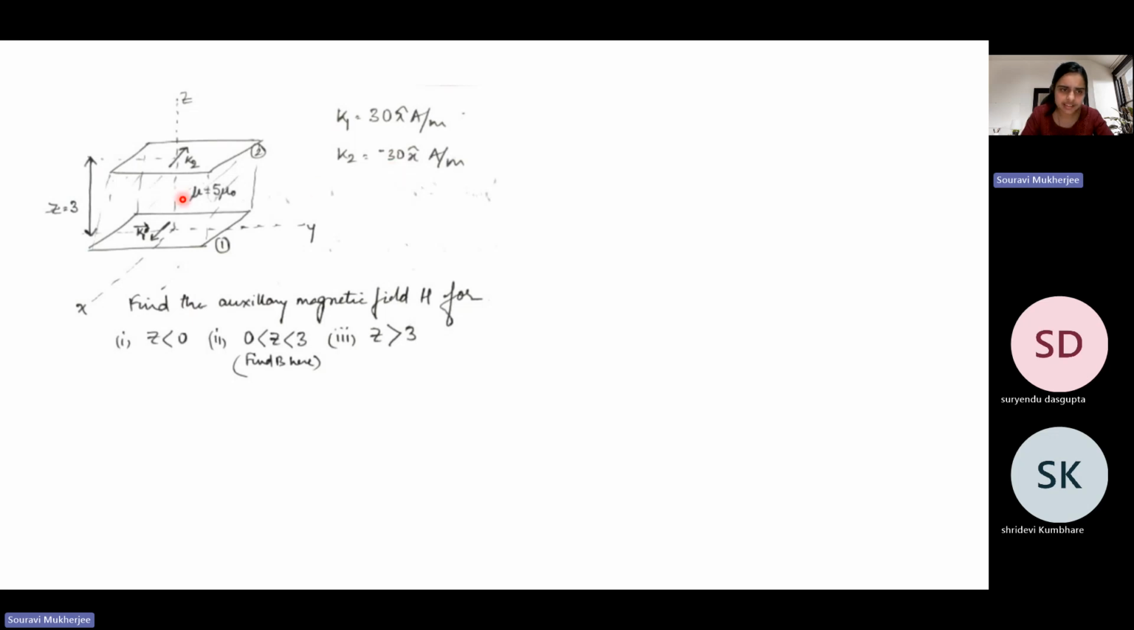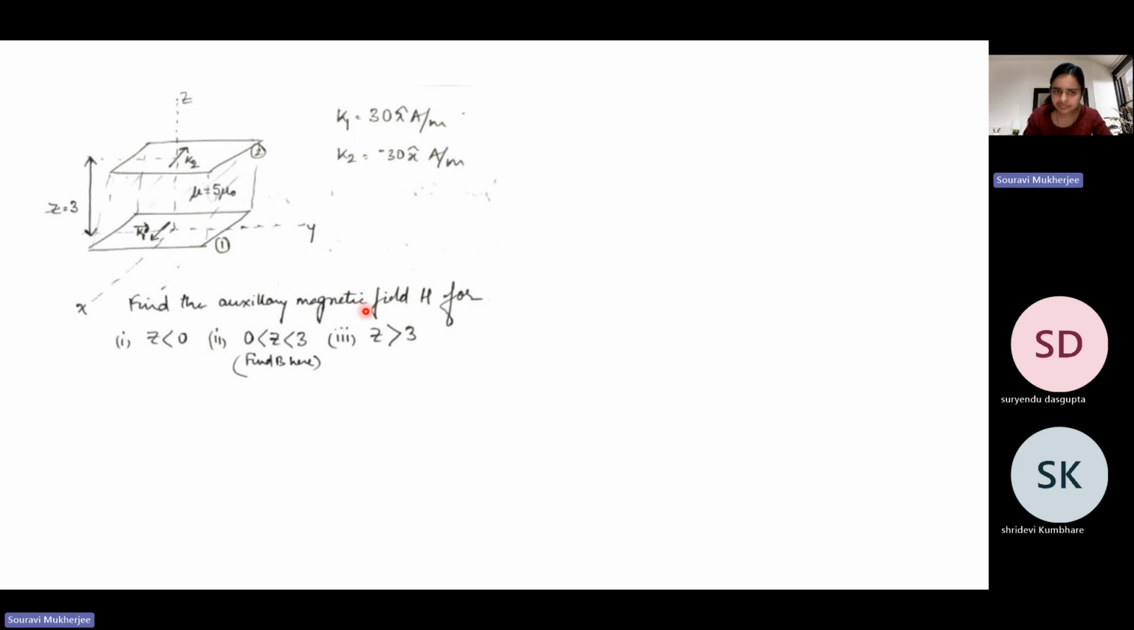The distance between them is given, and you know that the medium inside has a permeability of 5 times the permeability of free space. You have to find the auxiliary field. What is the auxiliary field? The auxiliary field just takes into account the free current that you are providing. It is not considering what the magnetization of the system is.